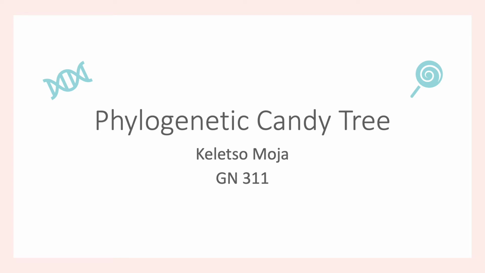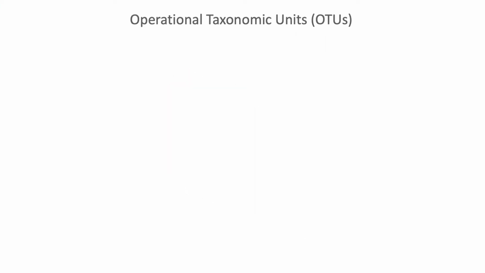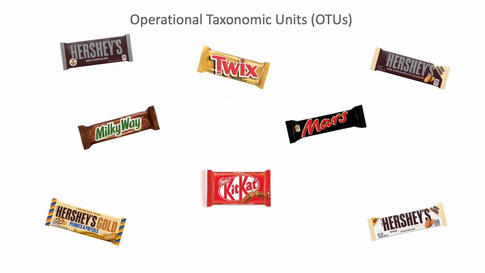Today we will look at a phylogenetic candy tree. For this particular tree, it all begins with a chocolate bar. The different types of chocolate bars are each their own operational taxonomic unit, or OTU. OTUs are different species, strains, or alleles within a species. These bars all belong to the larger group of chocolate bars, however, they differ in their composition and other characteristics.